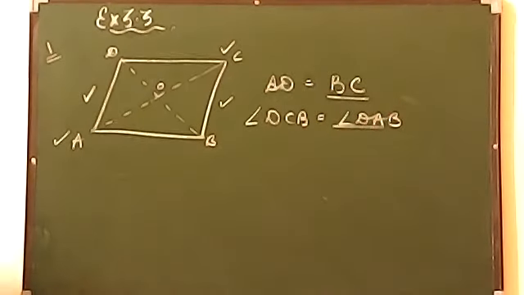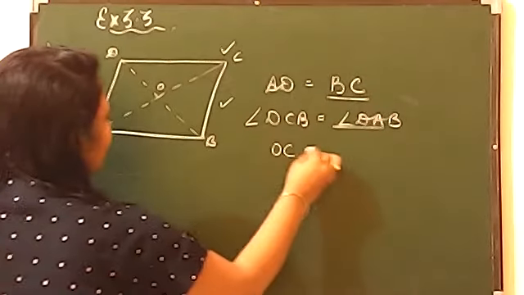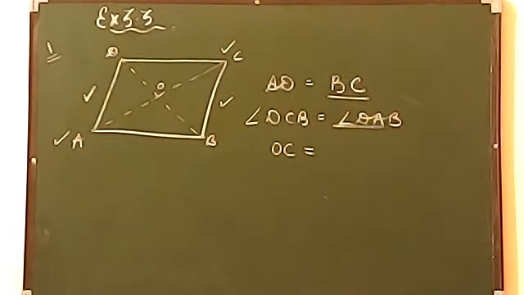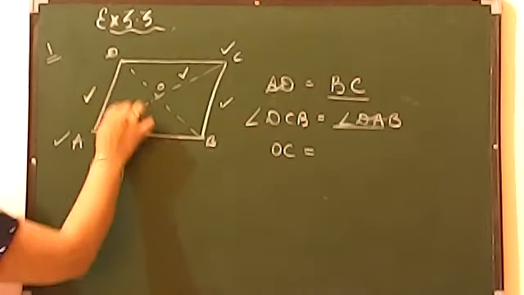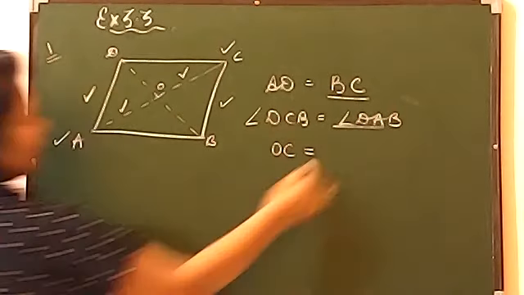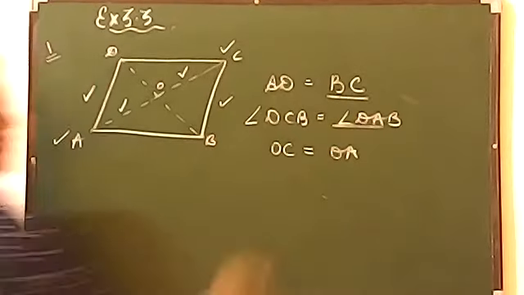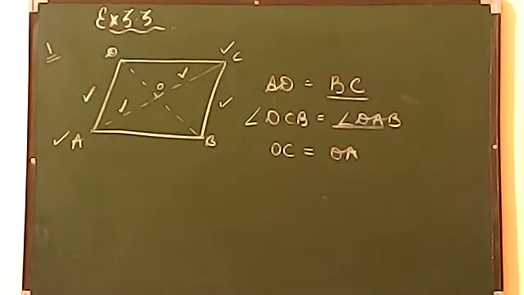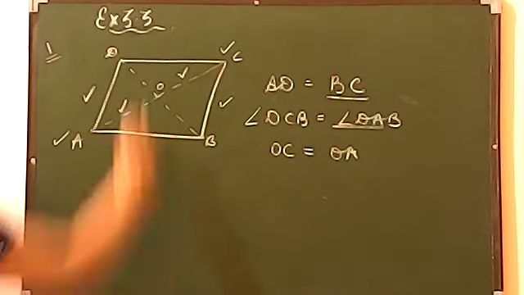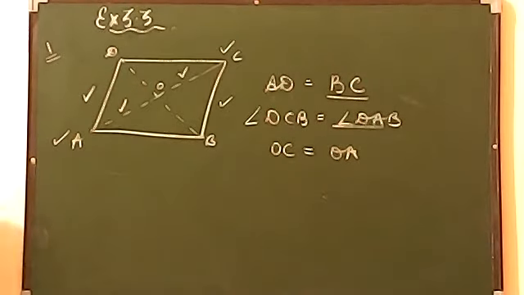Now next property, OC is equal to. Now see where is OC? OC is equal to OA because just now we have discussed that the diagonals bisect each other. So if diagonals bisect each other means this part is equal to this part. So ये भी आ गया बेटा.